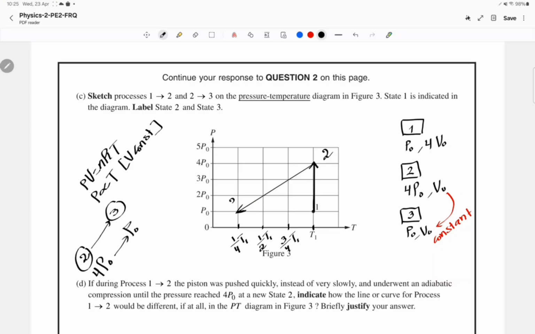Okay? Which is state 3. So that's how we do it.